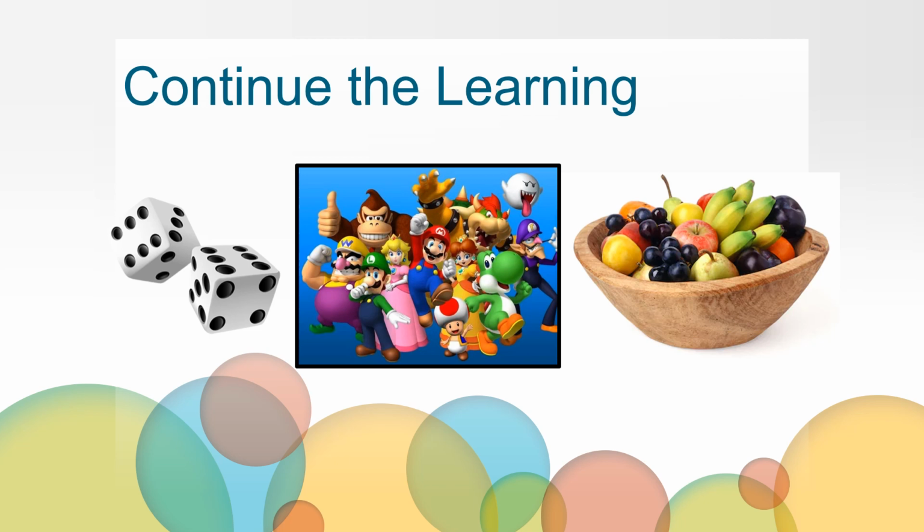For more practice, think about how you can list outcomes for other events. Some events might include rolling the dice in a game you're playing, a character someone might choose in a video game, or even reaching into a fruit bowl and picking out a piece of fruit.